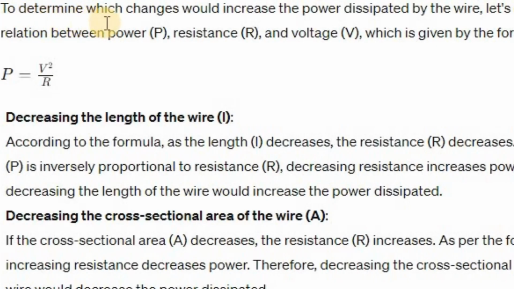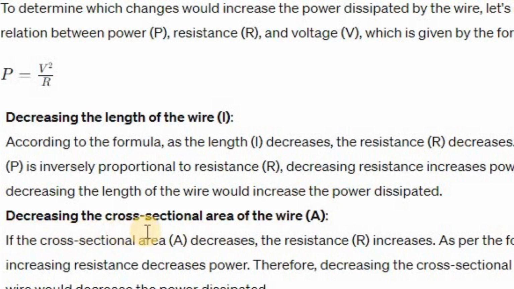To determine which change would increase the power dissipated by the wire, let us consider the relation between P, resistance, and voltage, given by the formula P equals V squared over R. Decreasing the length of the wire L: according to the formula, as the length L decreases, the resistance R decreases. Since power P is inversely proportional to resistance R, decreasing resistance increases power. So decreasing the length of the wire would increase the power dissipated.